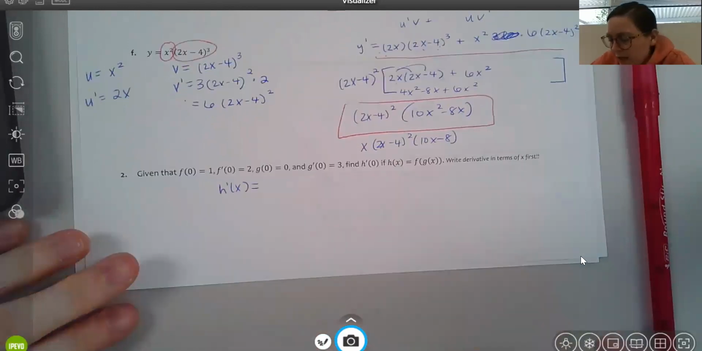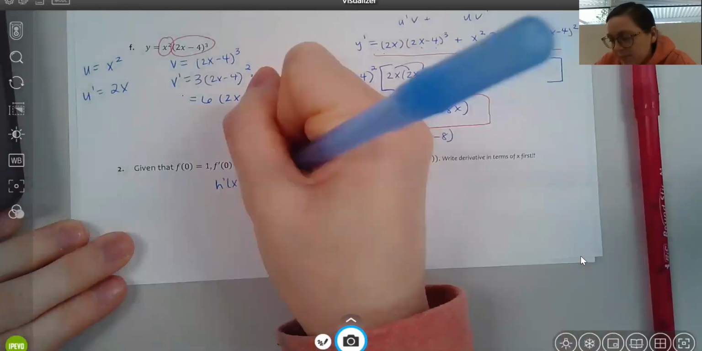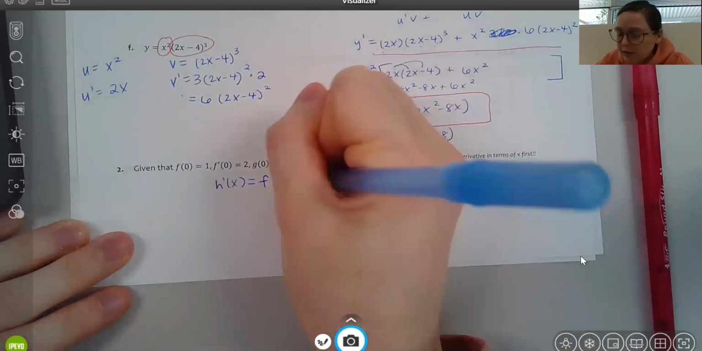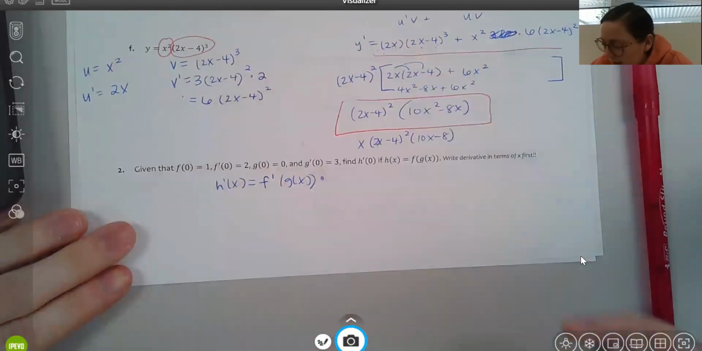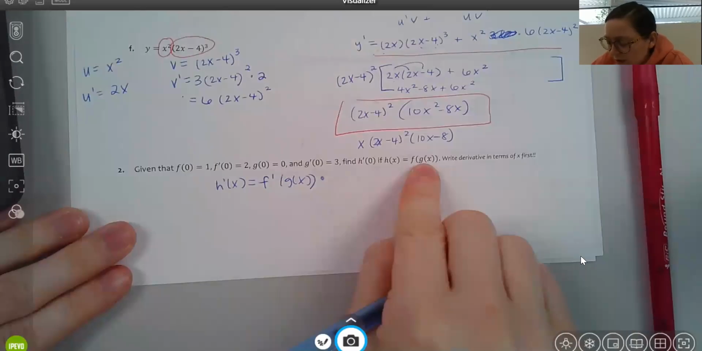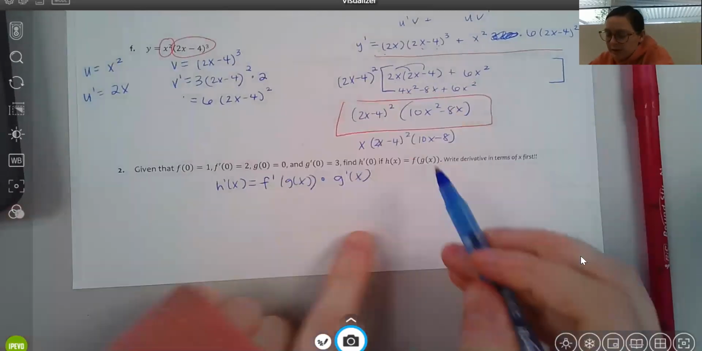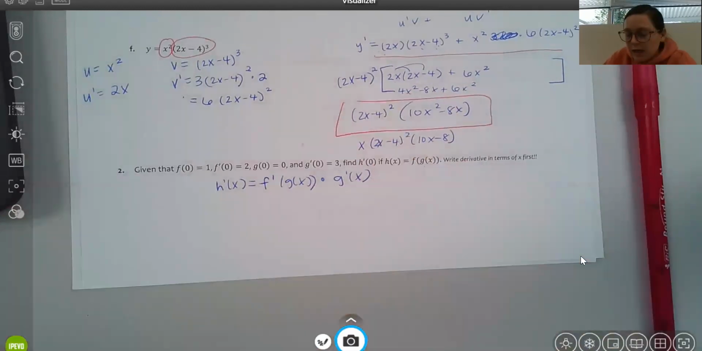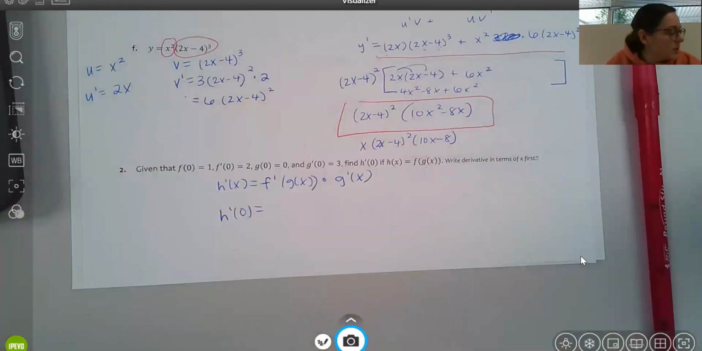Okay, derivative of the outside. The outside is f, so derivative of the outside would be f prime. Leave the inside alone. So this is just of g of x, right? So I'd leave it alone. Then multiply by the derivative of the inside. The inside is g, so derivative of the inside is g prime. Derivative of the outside, leave the inside alone. Then multiply by derivative of the inside. All right, now you can plug in at 0, so get your answer.